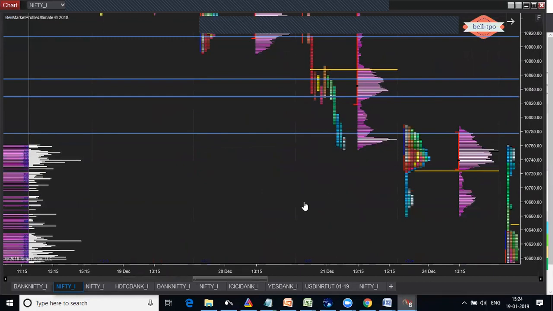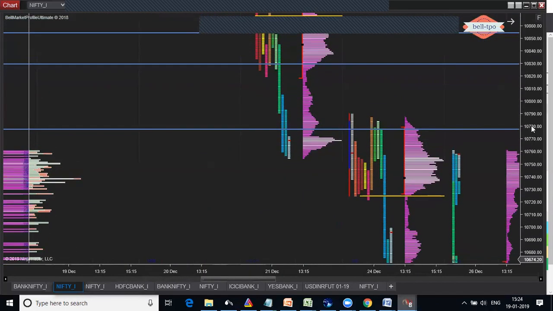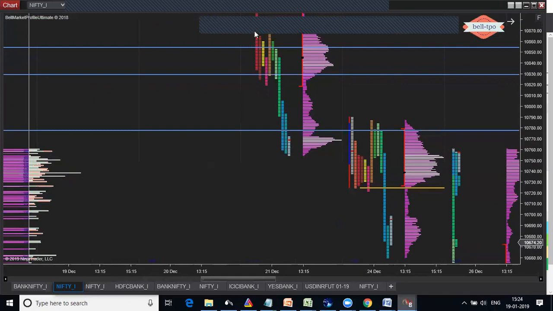Are there any other setups here? This is one more setup like this. So it's a similar example here. You can see price opens here. Most of the trading activity started building lower. Point of control was here.